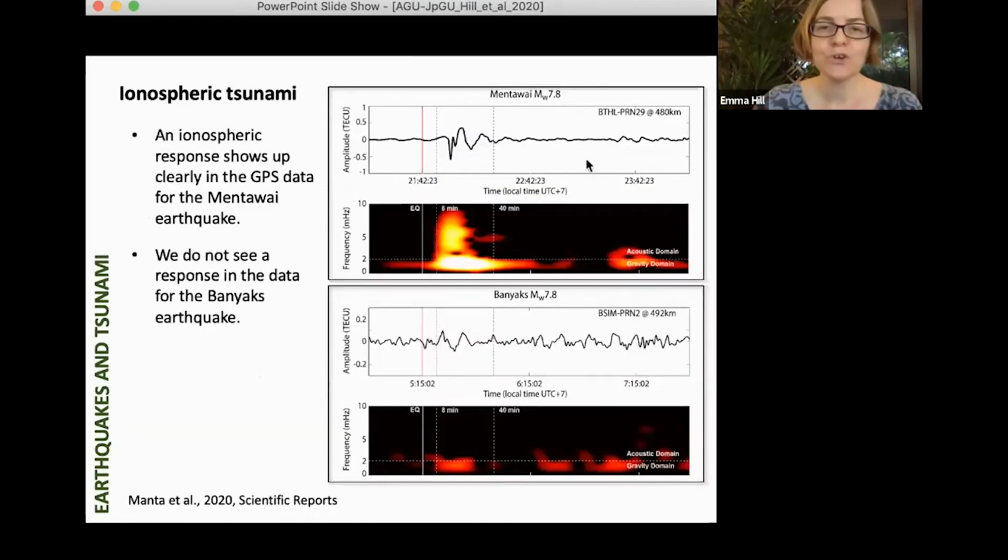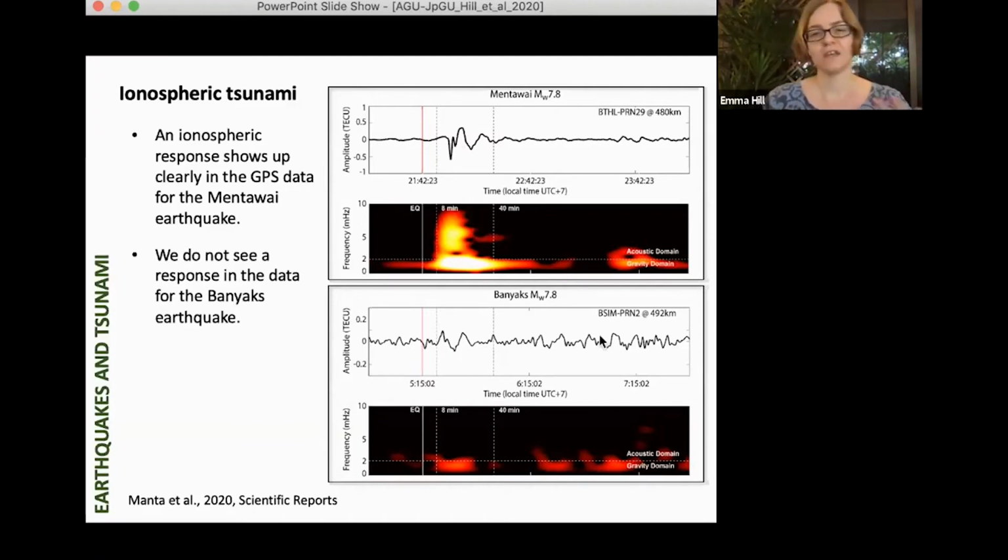And what you can see in the top one is the response of the ionosphere for the Mentawai earthquake. And then in this lower graph, you can see the same thing for the Banyaks. And note that the y-axis scales are very different for these two graphs. And you can see a clear ionospheric response for the Mentawai earthquake, the one that did create a big tsunami. And you do not see it for the Banyaks.